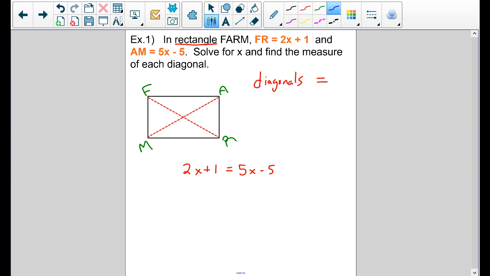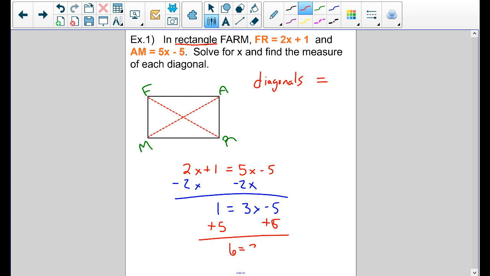So now we just solve for x, so let's get our x's on the same side. So minus 2x, we'll move the smaller one. So I have 1 equals 3x minus 5. Add 5 to both sides. So 6 equals 3x, and divide by 3, x equals 2. So again, x is 2, that's for x, and they want to know the measure of each diagonal.